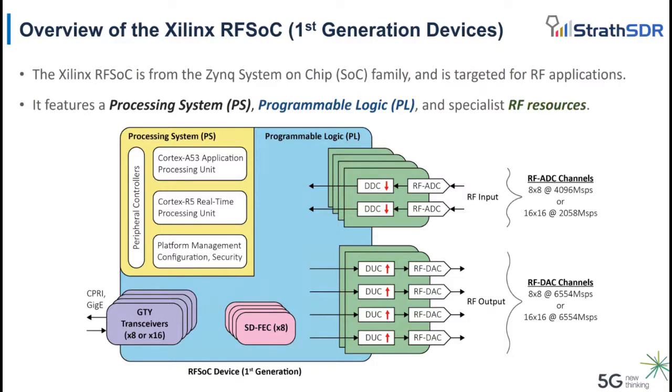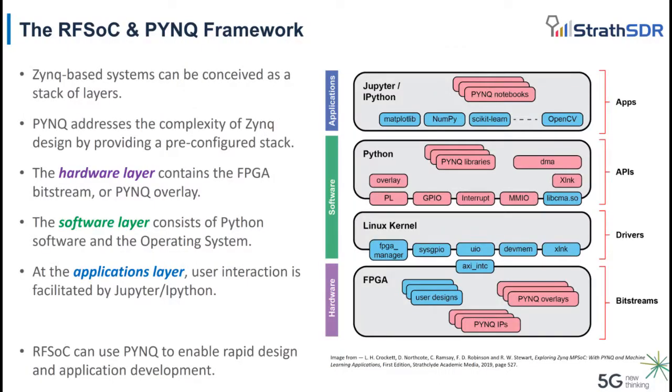Okay, so due to the heterogeneous processing environment of Xilinx devices, we can conceive embedded system development as a stack of layers. Python productivity on Xilinx, better known as PYNQ, addresses the complexity of Xilinx designs by providing a pre-configured stack of layers to support the developer. At the bottom of the stack is the hardware layer, which contains the FPGA bitstream and hardware accelerators. The software layer is in the middle of the stack and contains the operating system and existing Python software libraries that are supported by the Python community. The top of the stack is the applications layer, where the user can interact with the system through Jupyter and IPython.